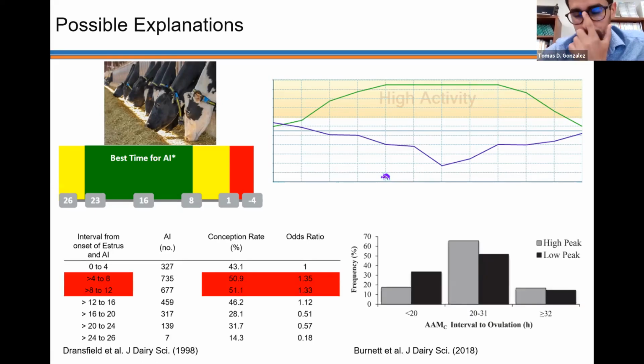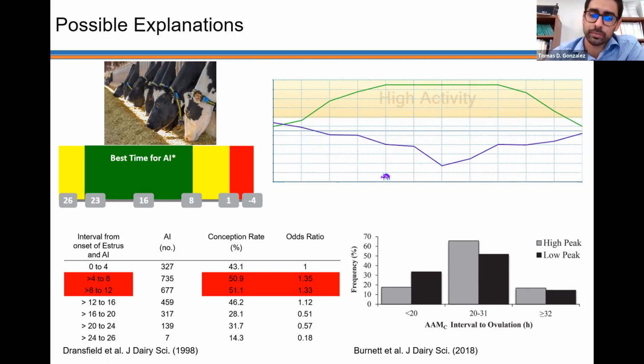So for us, trying to explain what happened with these primiparous cows showing bad results for pregnancy, we were talking about this. This started in '98 from Dransfield. He used not the same device, he used a different device. So when the cow is in heat and is mounted by another cow, this is going to give an alert. Different from what we have here, once she starts in heat, the best time to breed this cow will be around 4 hours, from here to 12 hours, like here. So according to them, they have better conception rates doing this.